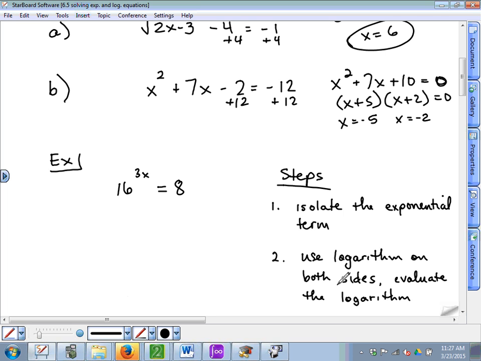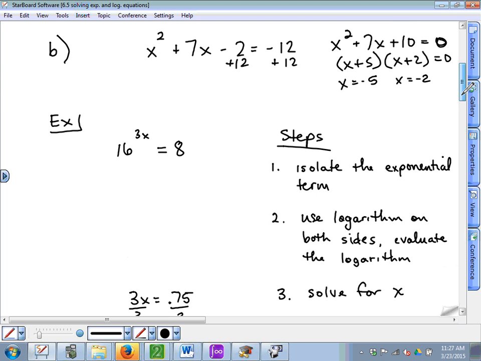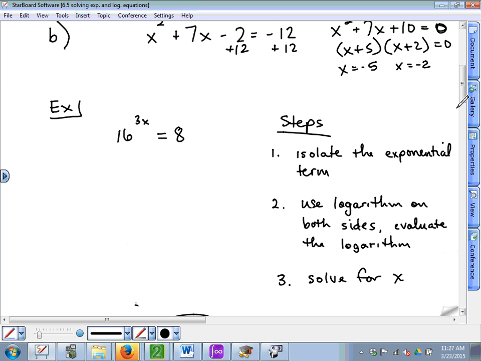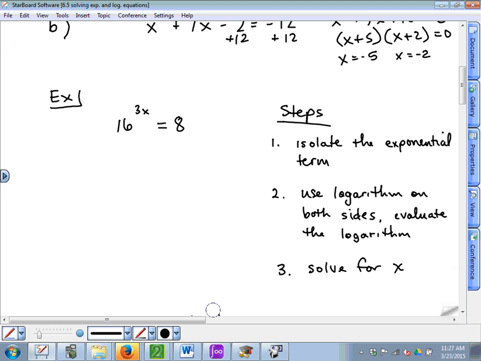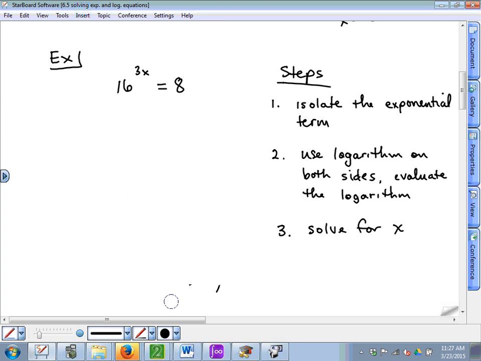That's why step 2 is to use logarithm on both sides. Once you've used a logarithm and evaluated, then you can solve for x. Would you have to do the logarithm of 16? Log base 16, yep. Now we actually don't have to do step 1 on this equation, because the exponential term is already isolated.